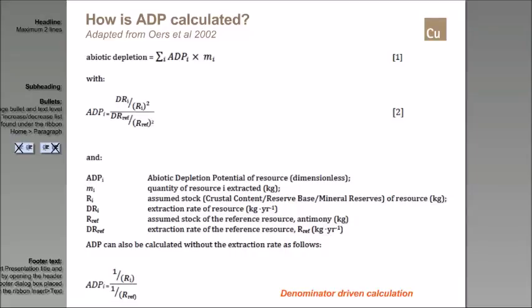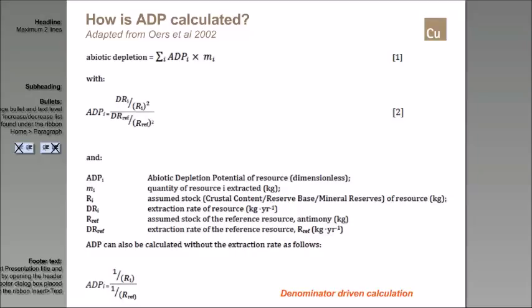In the original model, the characterization factor was determined by crustal content, which is essentially the total global stock, or the total global amount of a mineral or metal in terms of geological availability. We'll look at that again in a few minutes. There's also an option to look at it via the reserve base or mineral reserves, and we'll explore each of those in detail in a moment.